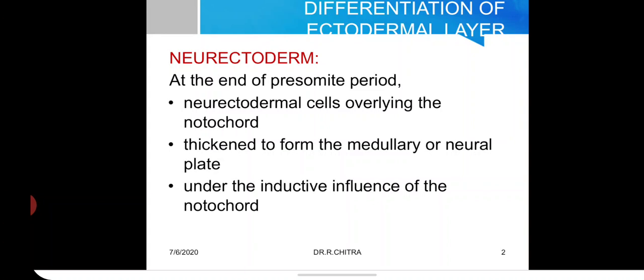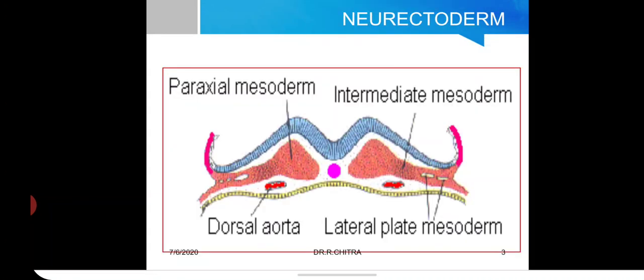So the ectodermal cells overlying the notochord are now called neurectodermal cells. They thicken to form the medullary or neural plate, maybe under the inductive influence of the notochord. This image shows the presomite period. The pink color represents the notochord. The ectodermal cells overlying the notochord are now changing to neurectoderm.